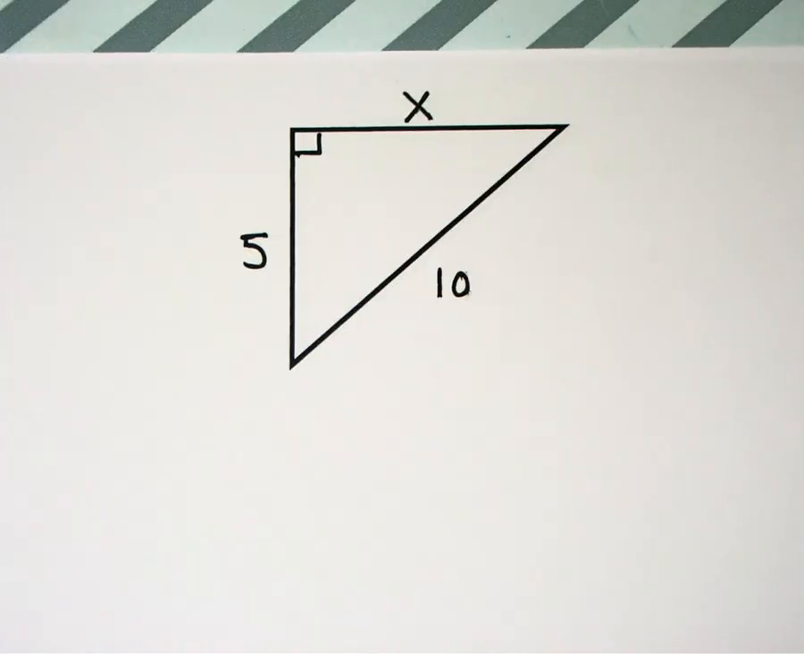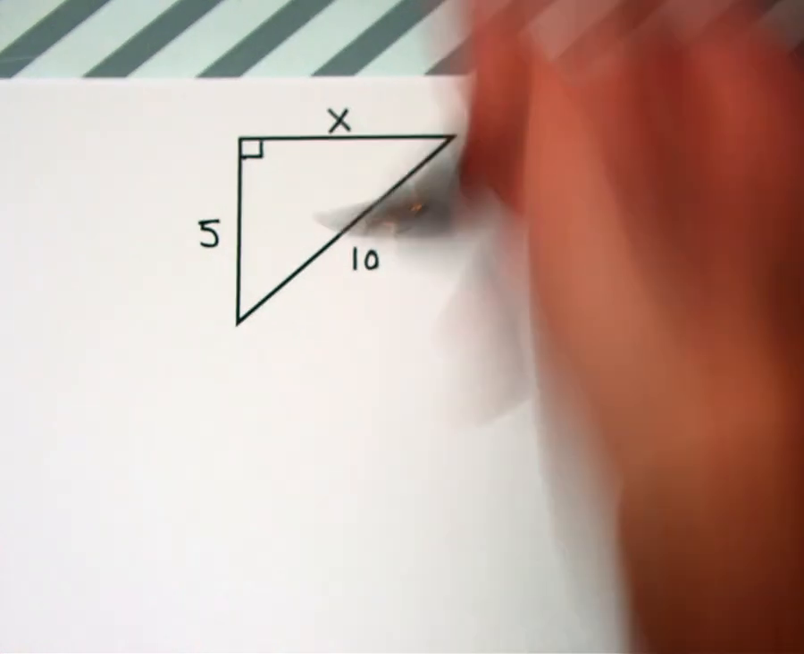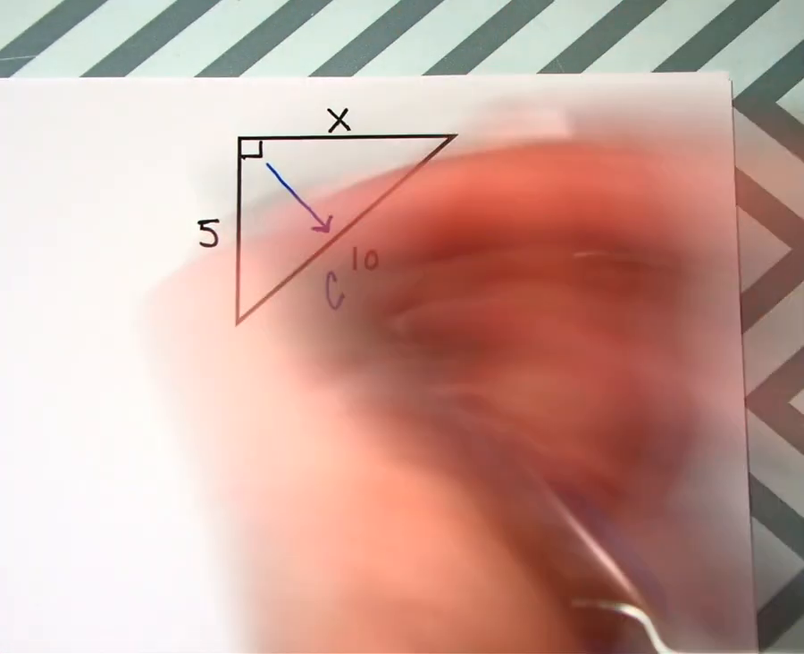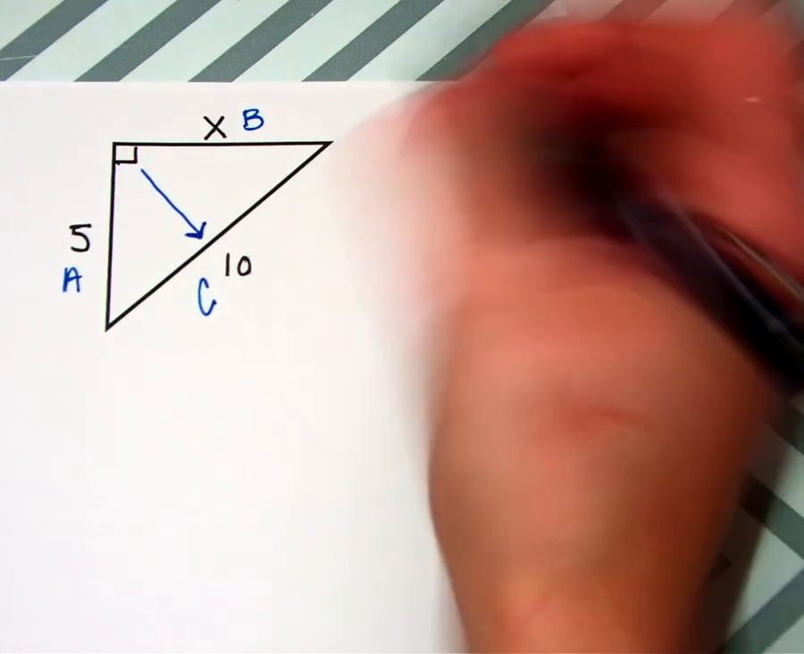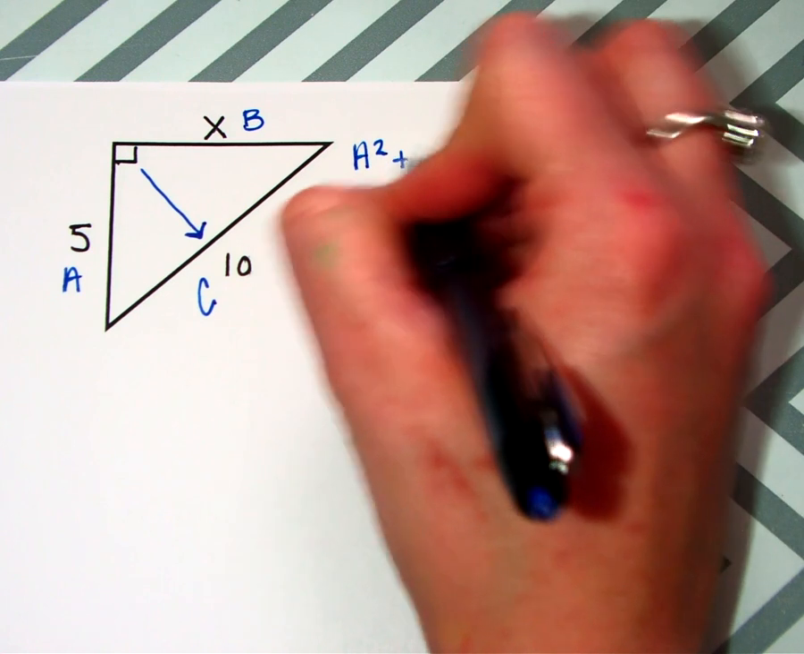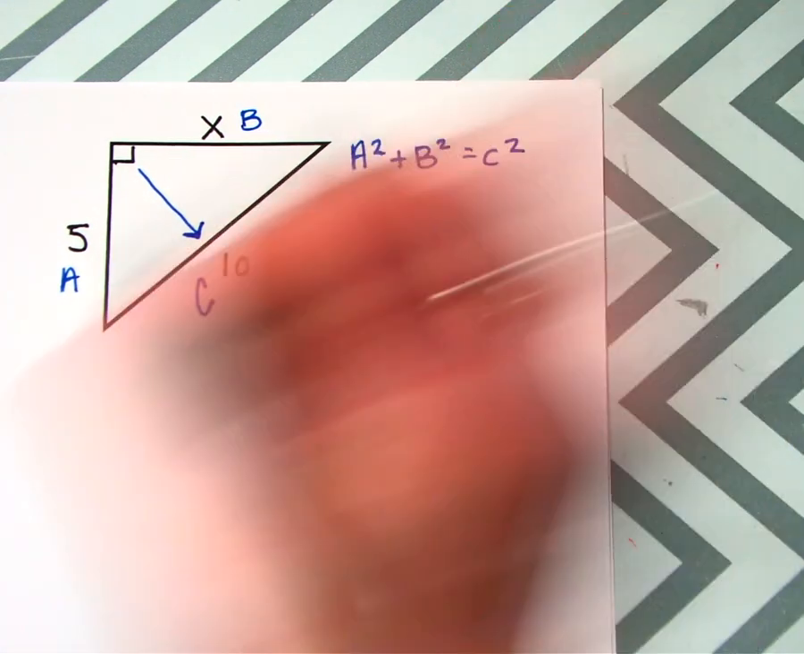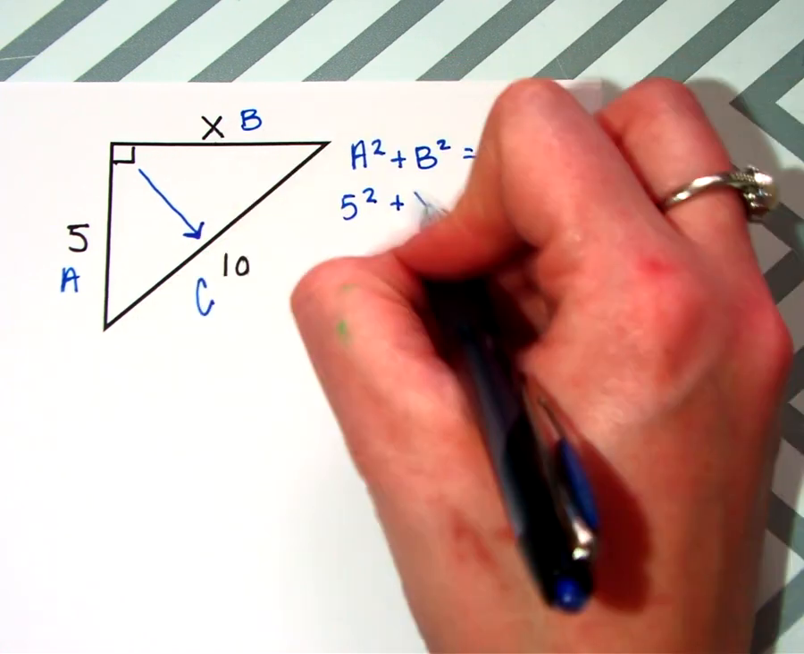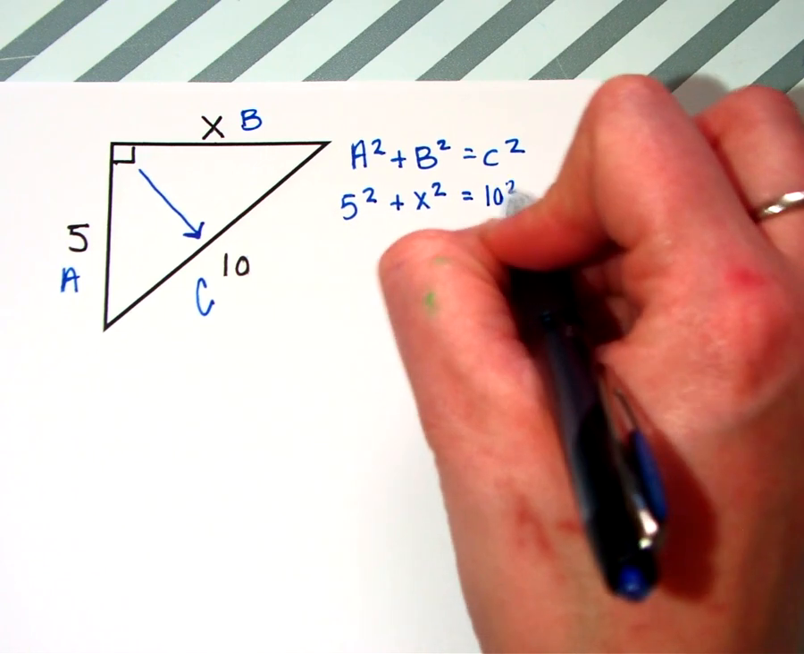Okay, let's try another one. So the first thing you're going to want to do always, all the time, is to label your triangle. Across the 90 is the hypotenuse, and then it doesn't matter which one you make A or B. So again, I'm going to write the formula, A squared plus B squared equals C squared. My A value I've labeled as 5, so 5 squared plus my B value, X squared, has to equal my C value squared, which is 10 squared.